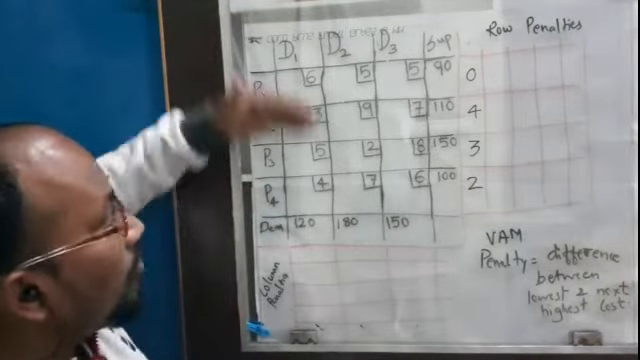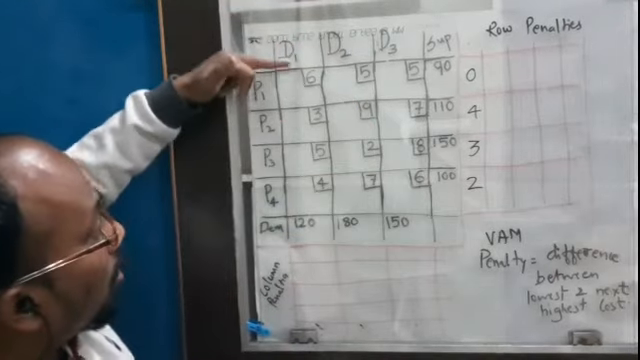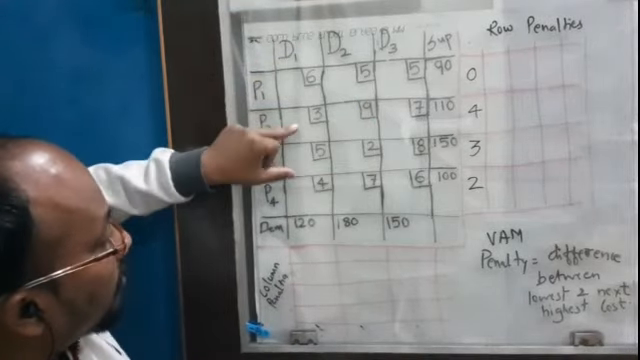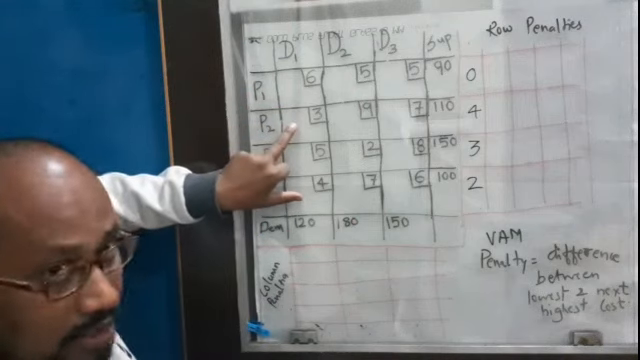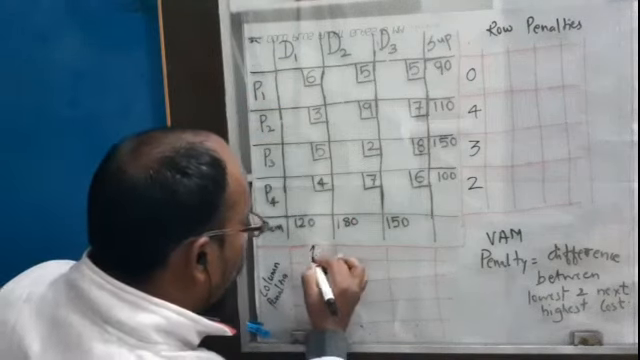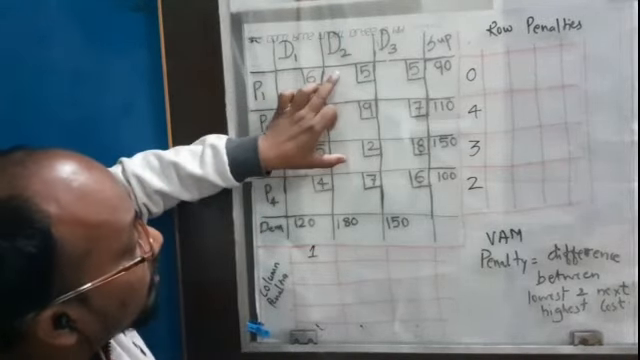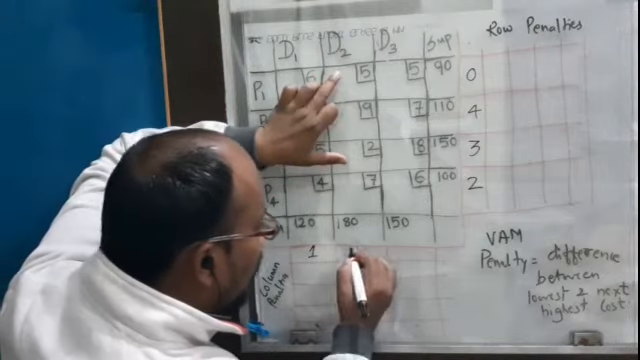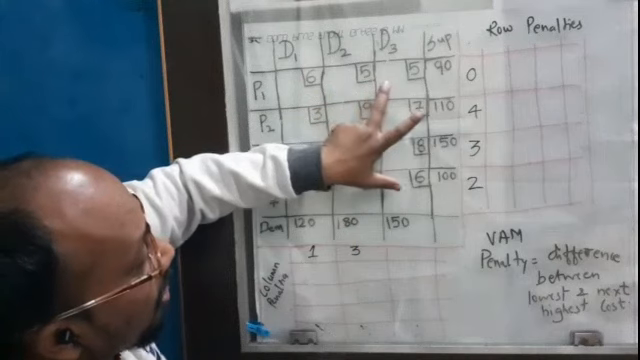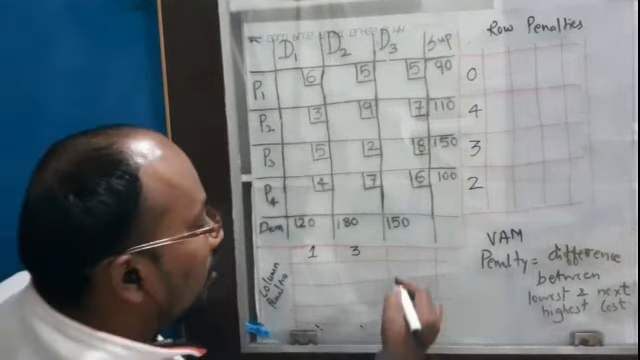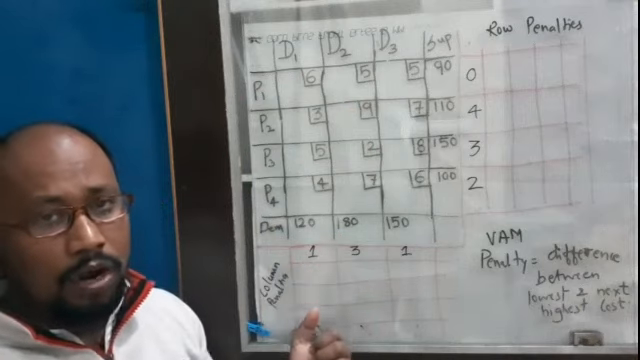Similarly, we will calculate penalties for columns. For D1 the lowest cost is 4, next highest available cost is 4, the difference is 1. For D2 the lowest is 2 and next highest is 5, the difference is 3. For D3 the lowest is 5, next highest is 6, the difference is 1. We have calculated the row penalties and column penalties.